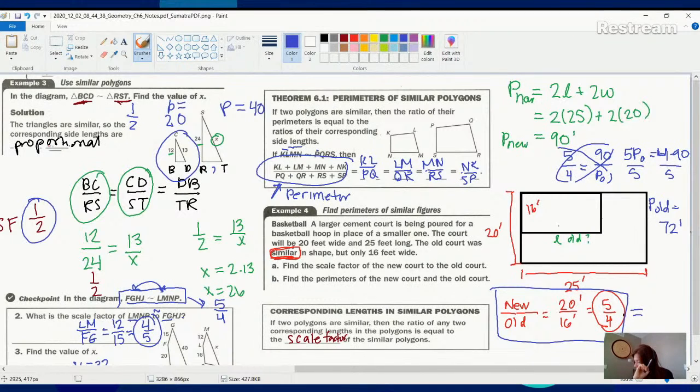So again, you could have used your scale factor to figure out what the length is. I think it would be 20, actually, if you use your scale factor for that. You could have done that, or you can just use this theorem 6.1 kind of as a shortcut.